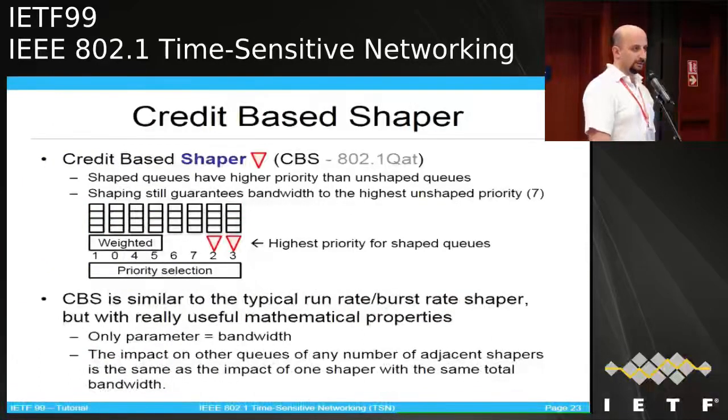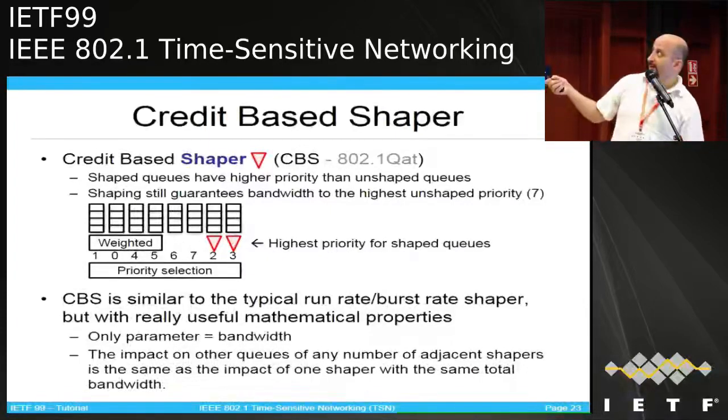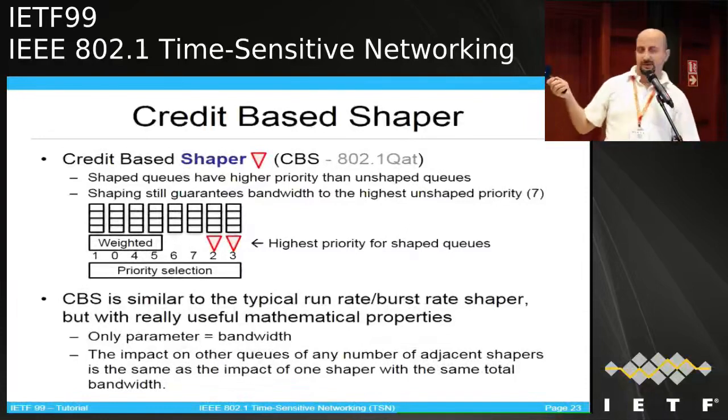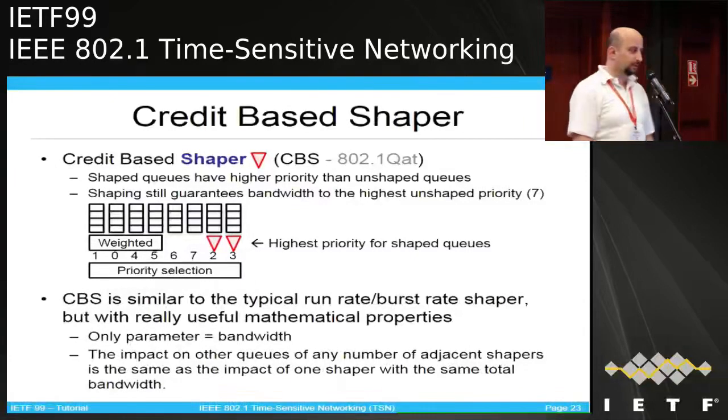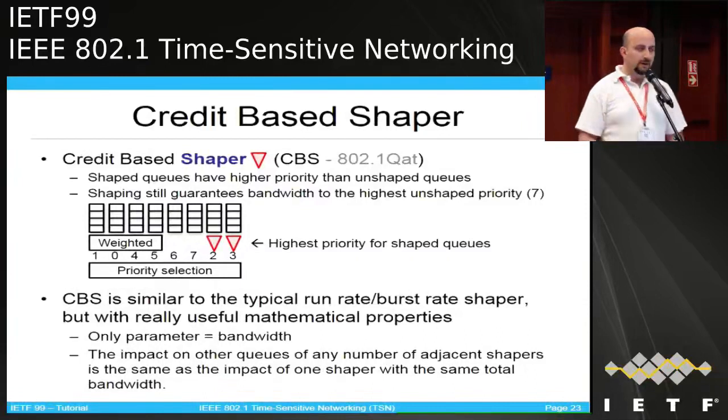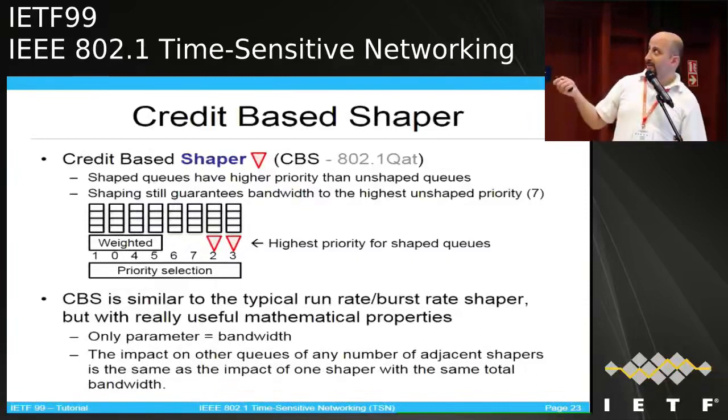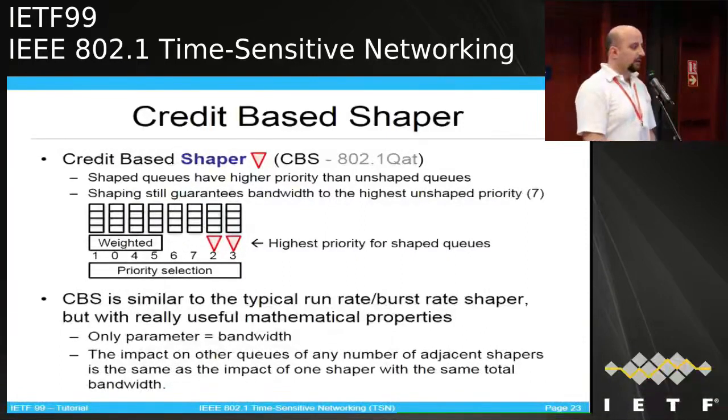And this is the first mechanism that was actually specified by the AVB task group for audio video bridging streams at the time. It is called the credit-based shaper. I will explain in the next slide why the name. So the shaped queues, oops, laser pointer. The shaped queues are these. So this is, in these diagrams, the marking for the shapers. The shaped queues have higher priority than any other queues, and this mechanism still guarantees bandwidth to the highest priority that is not shaped, like priority 7 in this example.